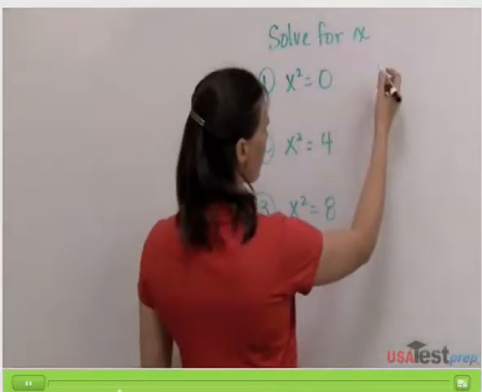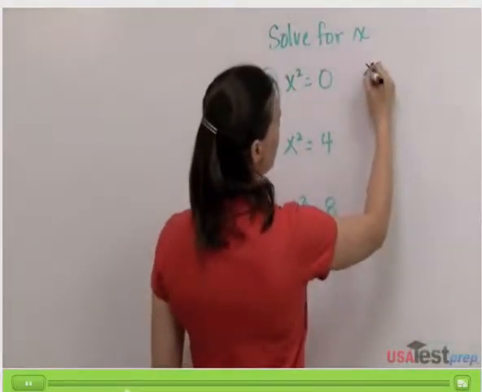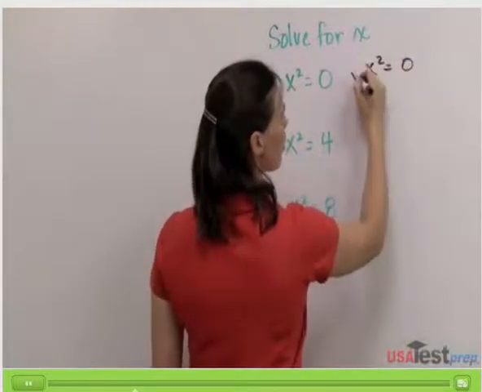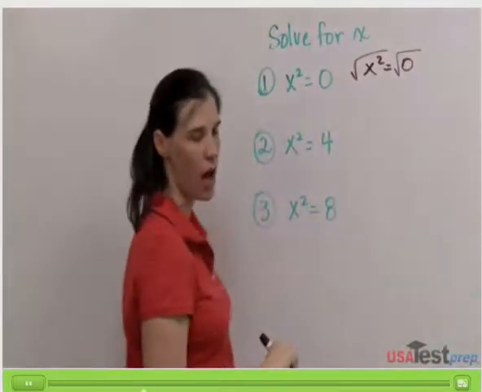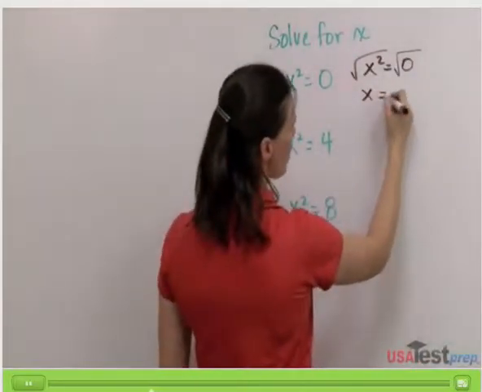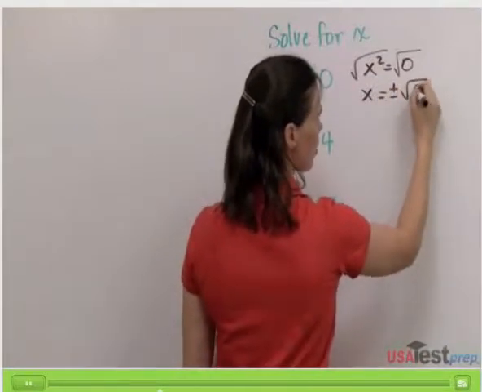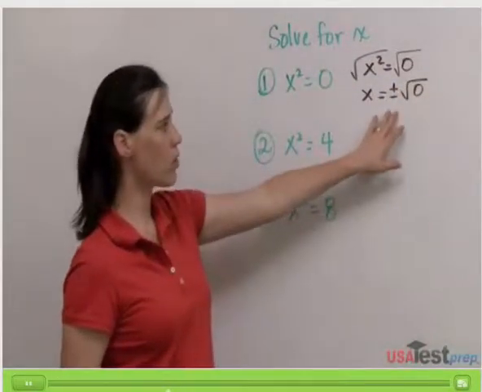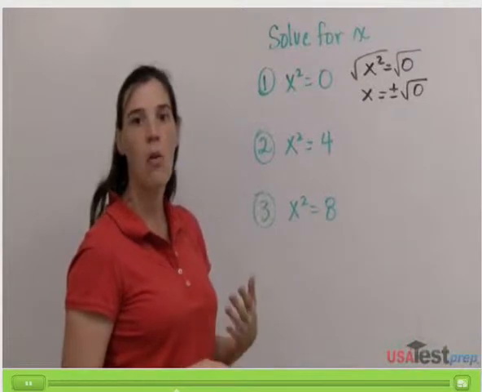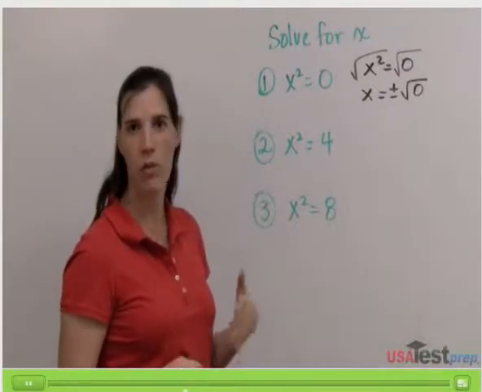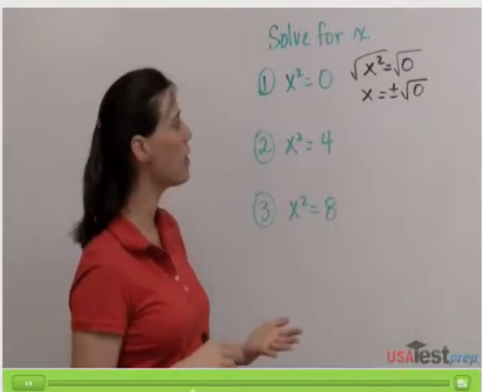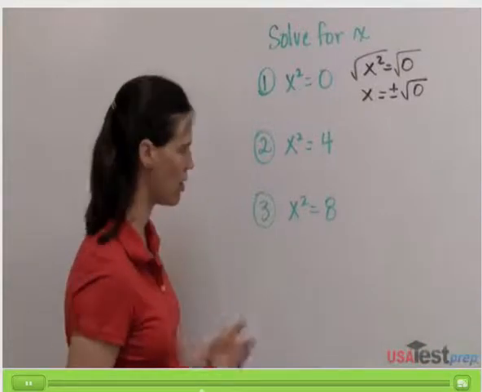So if I have x squared equals 0, then to undo it, I'm going to take the square root of each side. So I would have x equals plus or minus the square root of 0. And we say plus or minus because if you multiply a positive number by a positive number, it gives you positive, or if you multiply a negative number by a negative number, it gives you a positive.